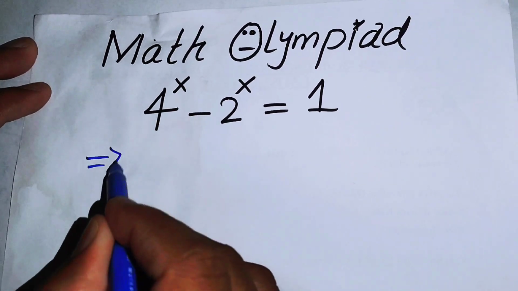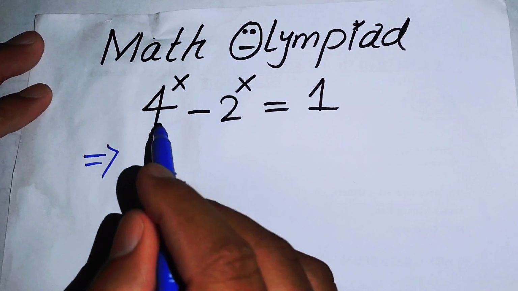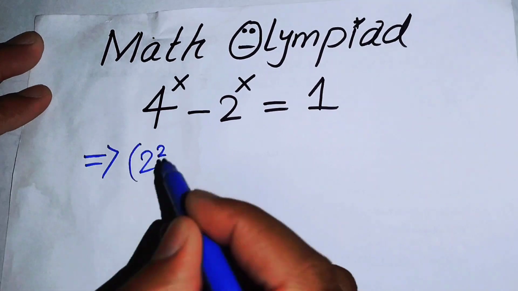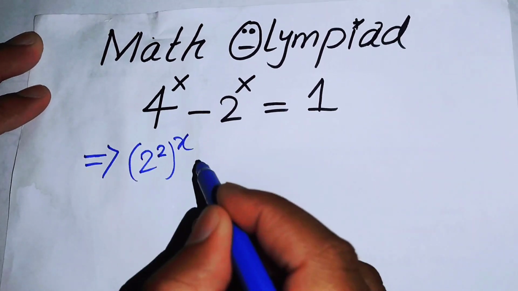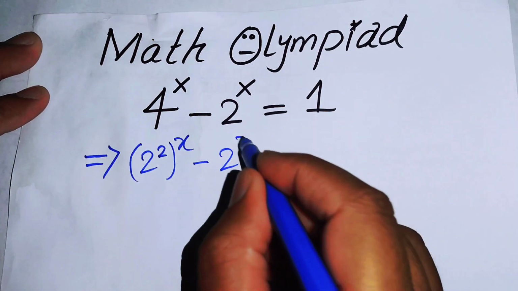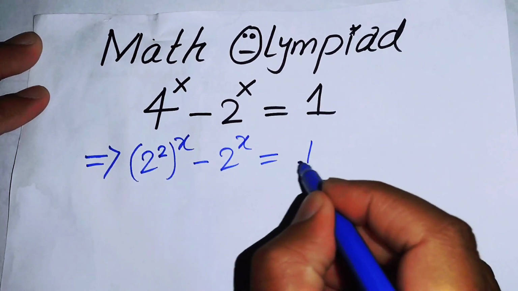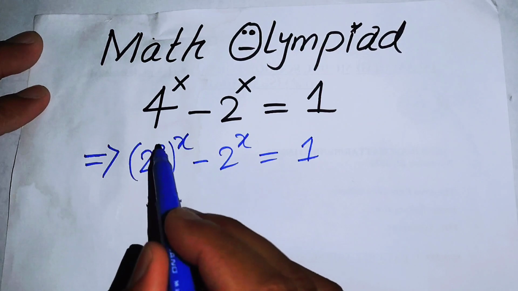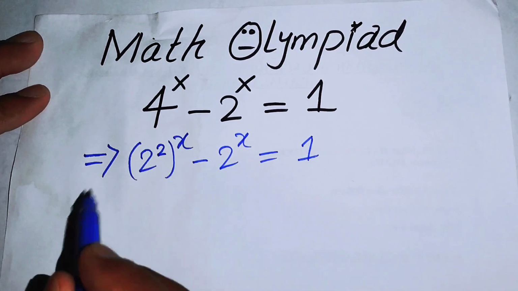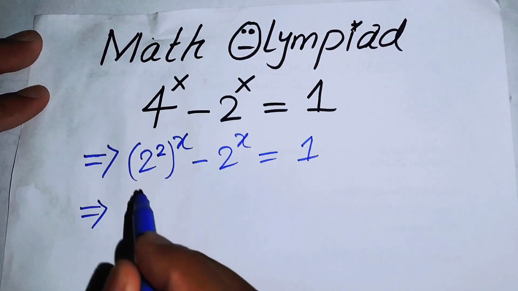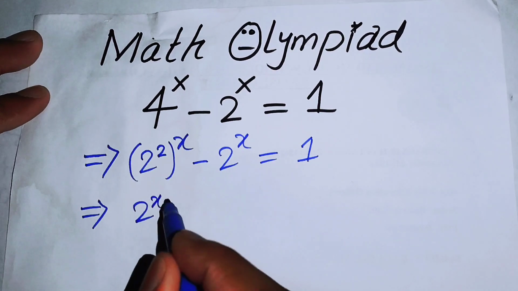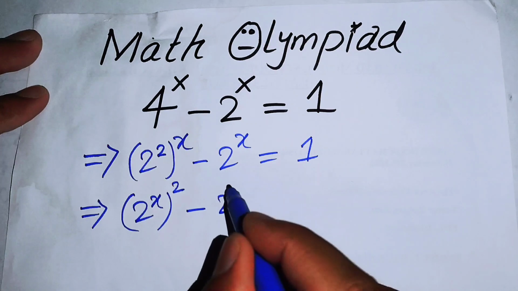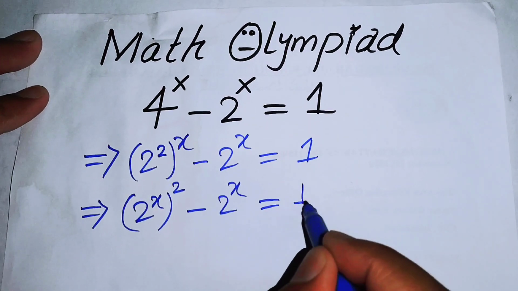So the very first thing we are going to do is rewrite the given term. We will write 4 to the power of x as 2 to the power of 2 and its whole power x, minus 2 to the power of x is equal to 1. After that we will just interchange these two exponents, and we will rewrite this term as 2 to the power of x and its whole square minus 2 to the power of x is equal to 1.